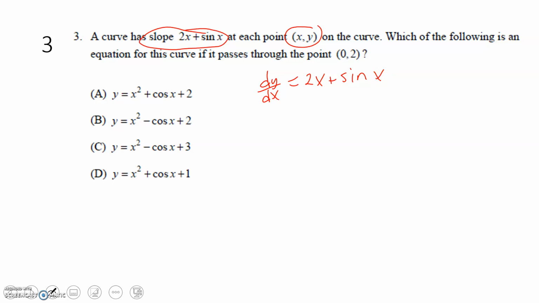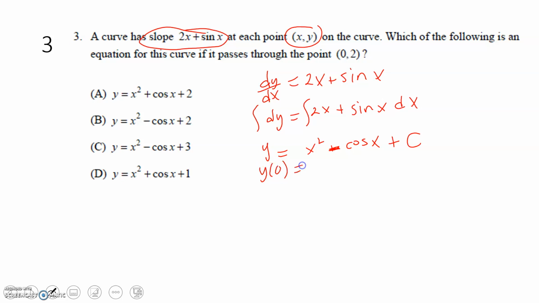Using separable differential equations, we get that dy is 2x plus sine of x dx. Integrating both sides, this becomes y is equal to x squared minus cosine x plus our constant of integration. Now, they give us the initial point, y of 0, as 2.